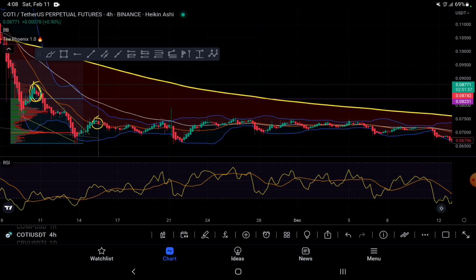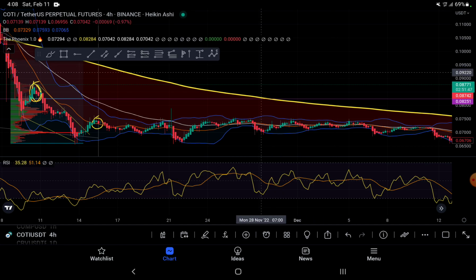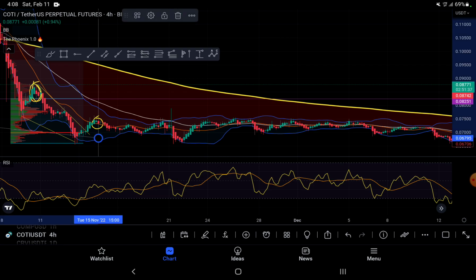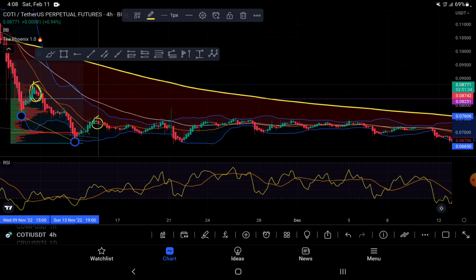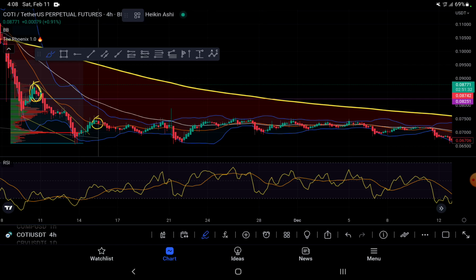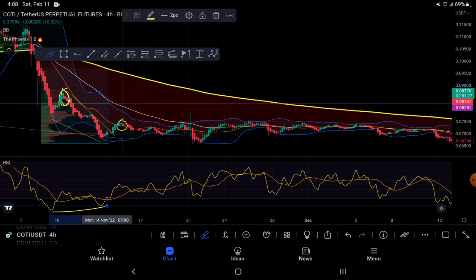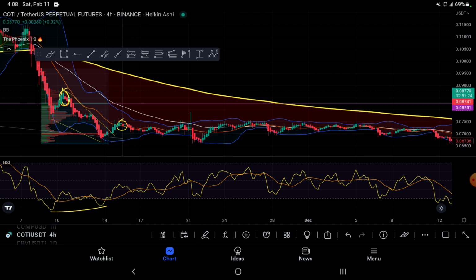All right, and the only way this type of trade will not happen is if we have a divergence like here. As you can see, we have the price going down, but we have the RSI going up. Okay, when this happens, you're not going to trade.